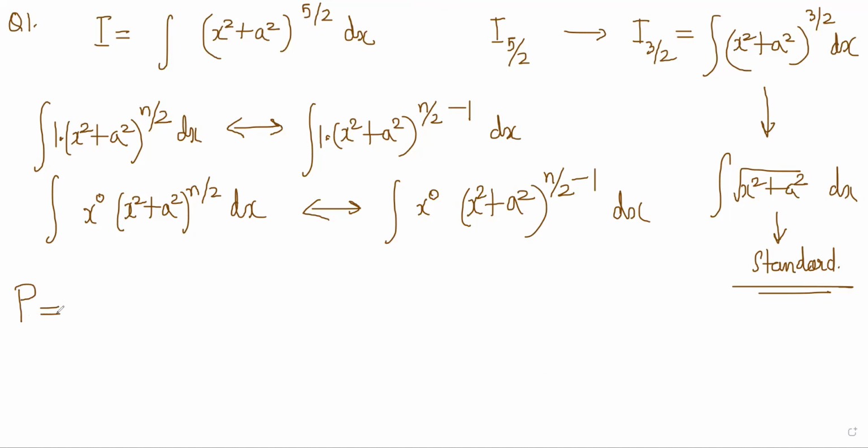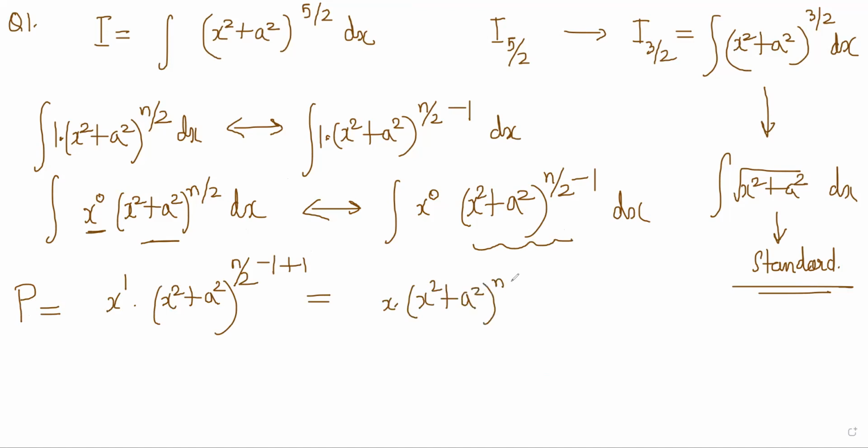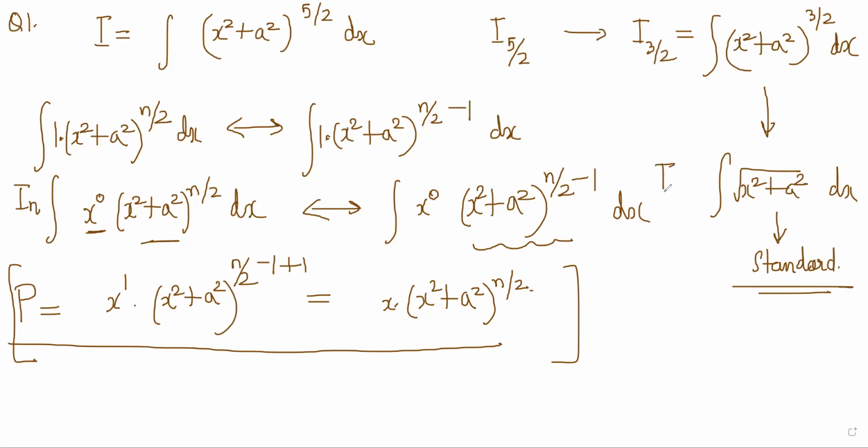Let's construct our P. So our P will be, in both of these factors, we'll take the lower power and add 1 to it. So lower power for x is 0, so you'll put x power 1. And what is the lower power of x² + a²? It is n/2 − 1. So we'll say (x² + a²) power n/2 − 1 and add 1 to it, right? So my P becomes x into (x² + a²)^(n/2). Now, what we have to do is differentiate this and try to write it in terms of, let's call it I_n and I_(n−1), right? Correct. So let's see how we'll do that.